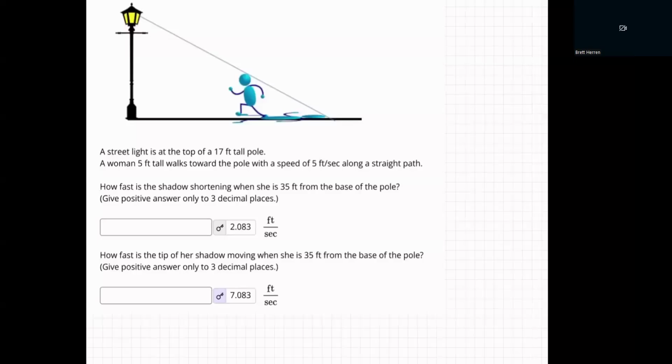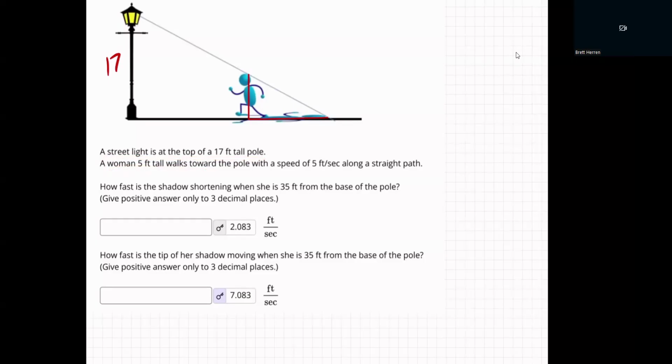Okay, here comes a doozy. So we've got a street light at the top of a 17-foot tall pole. So let's put a 17 there. And a woman 5 foot tall. So we're going to make a little triangle out of the woman here. And we'll have a little triangle right here.